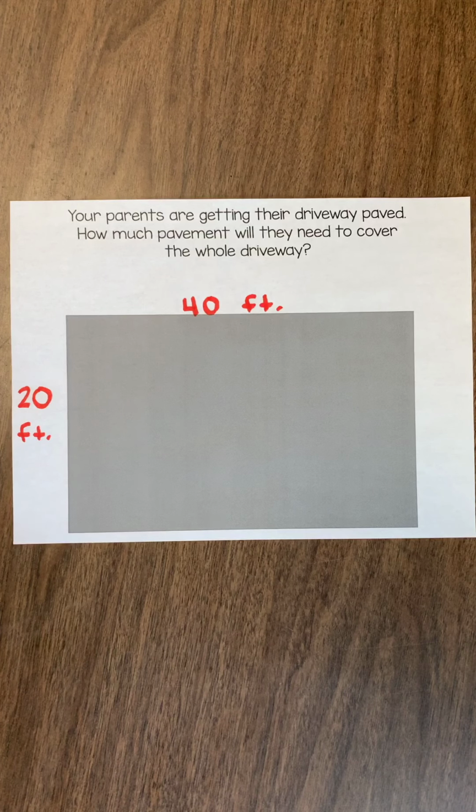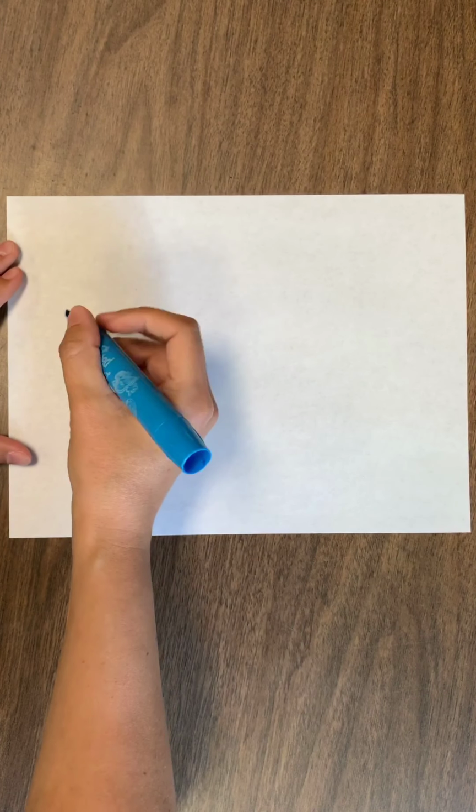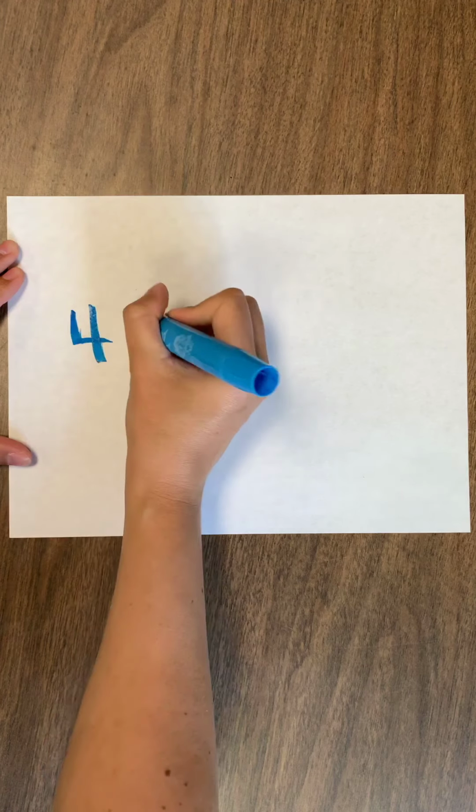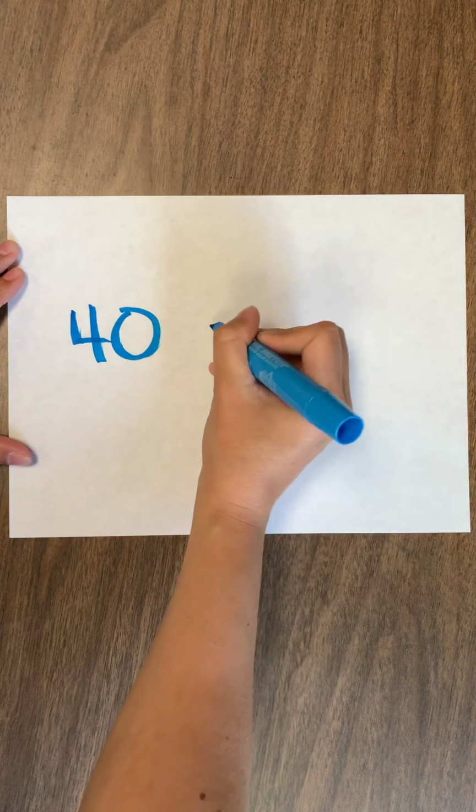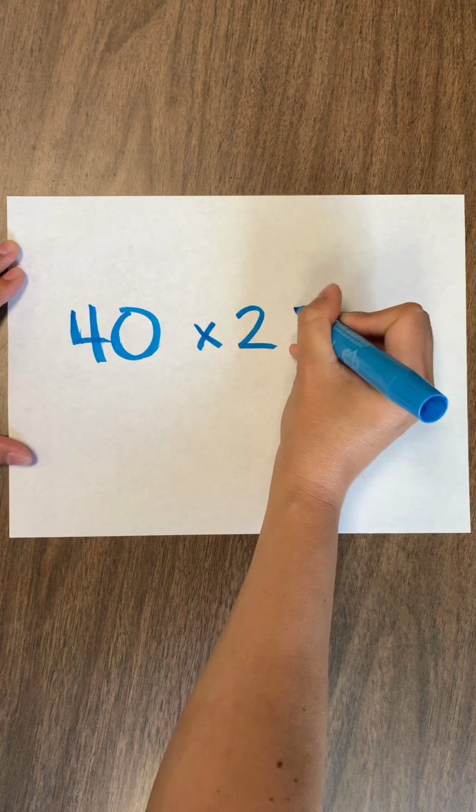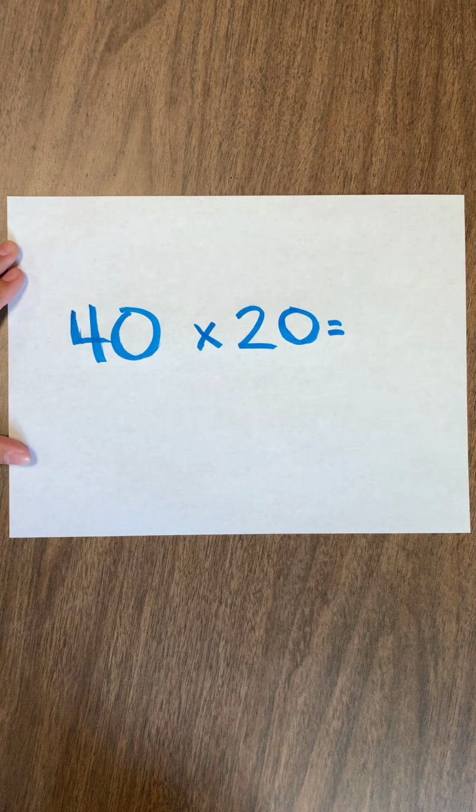So you will now try to find the area of this driveway. Remember, you can use the formula length times width. So go ahead and try that out. All right, so let's see how you did. So if the driveway is 20 feet wide and 40 feet long, and you want to find the area, you would simply do length times width. The length is 40. The width was 20. So we will have our problem 40 times 20.